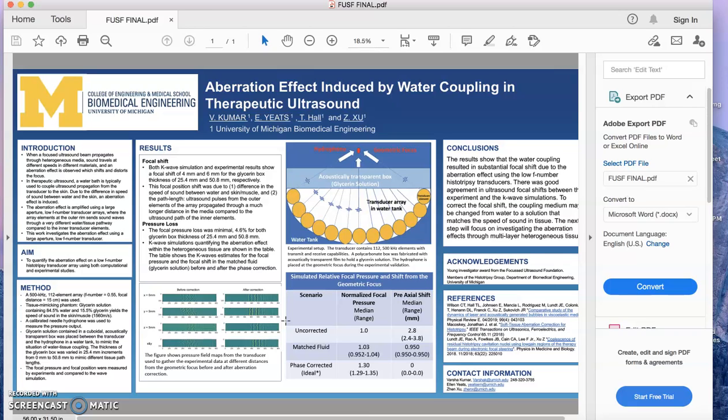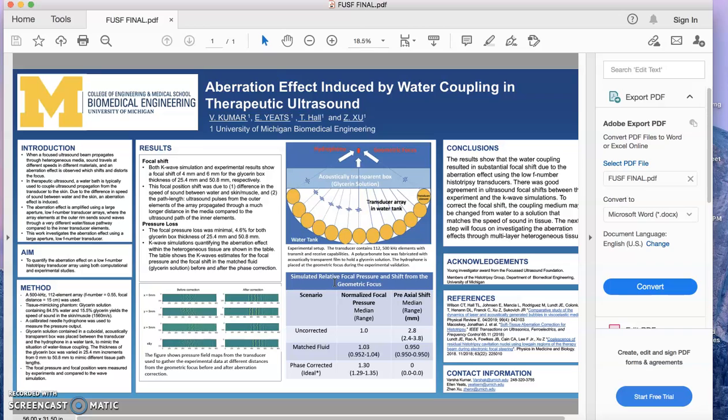The focal pressure and the focal position were measured in the experimental validation portion and then compared to the k-Wave simulation. The k-Wave simulation showed focal shifts of about 4 millimeters and 6 millimeters for the glycerin box with a thickness of 1 inch and then 2 inches. This focal shift was due to the difference in speed of sound between water and skin, and the path length, with the ultrasound pulses from the outer elements of the array propagating through a much longer distance in the media compared to the ultrasound path of the inner elements.